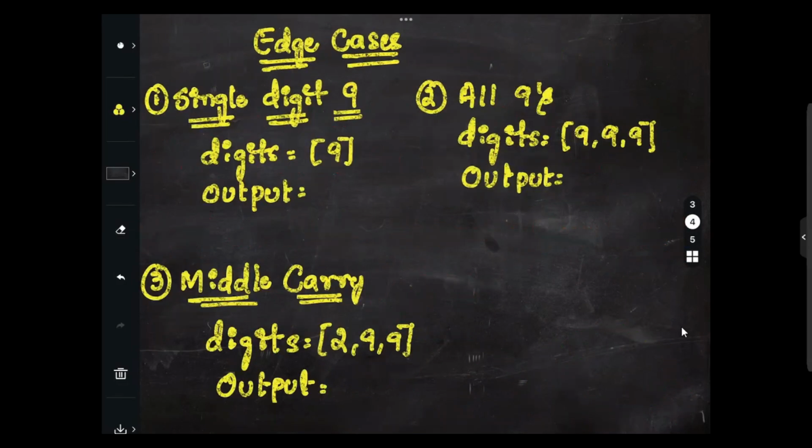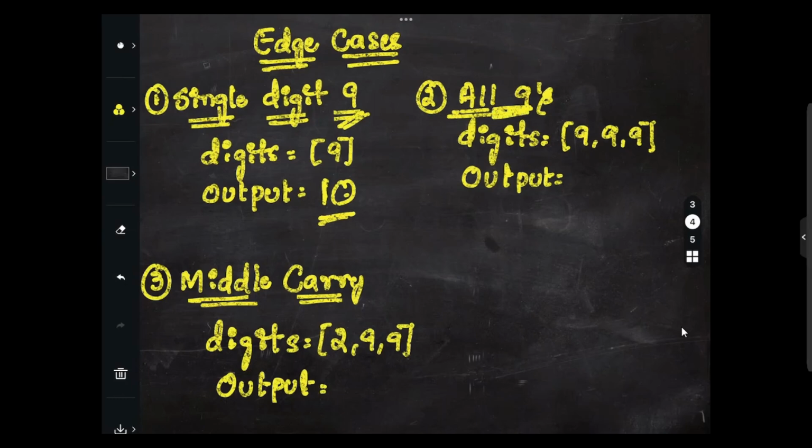Next, we will discuss the edge cases one by one here. In this case, we have 9, right? We have the single digit 9. So the output will be 0 initially and 1. So we are appending 1 before, right? I hope this is clear. And we have the second edge case, all 9s here. This is for the condition single digit 9.